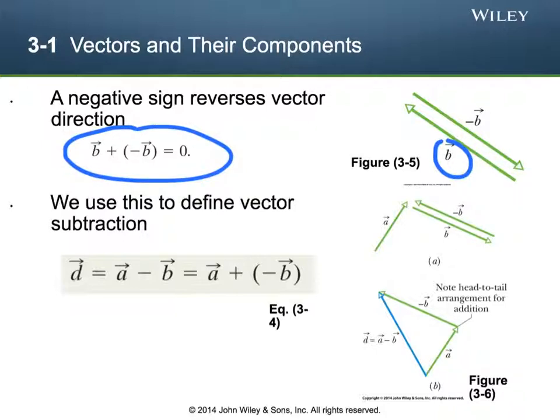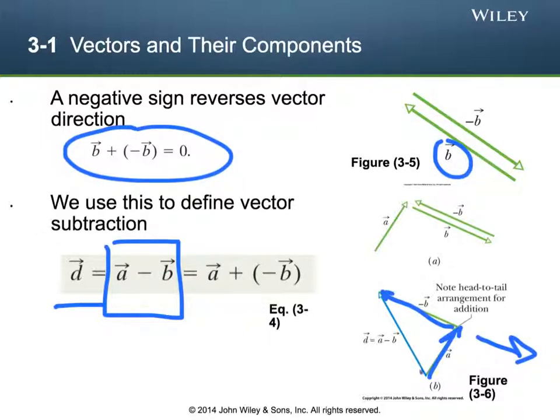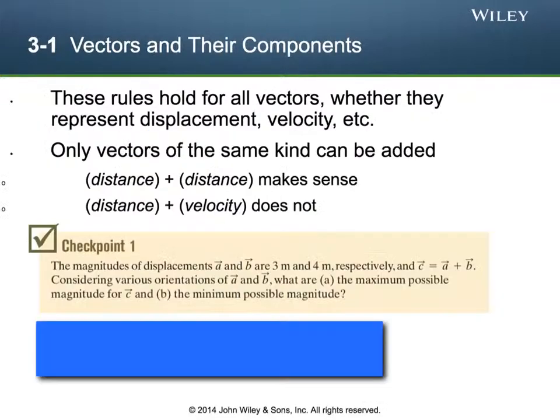This is useful in that if some vector d is defined as the difference between a and b, we can then draw vector a, and then instead of drawing vector b off this way, we can take negative b in this direction, and then we can see the resulting vector d. These rules hold true for all vectors, whether it's displacement, velocity, acceleration, whatever it may be. All vectors act the same.